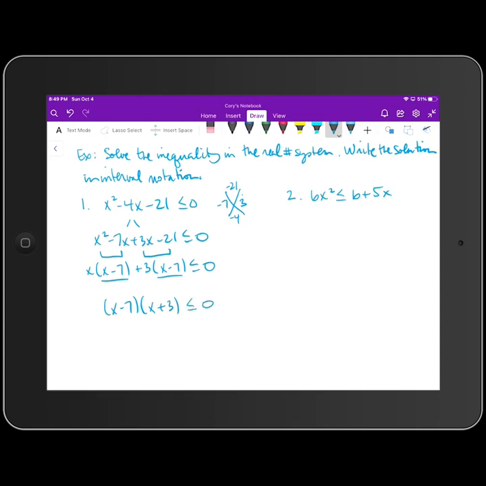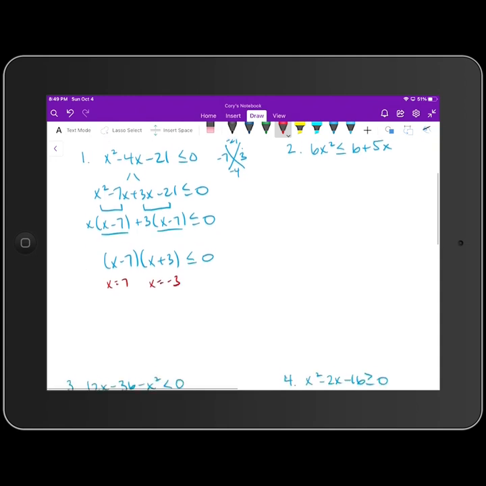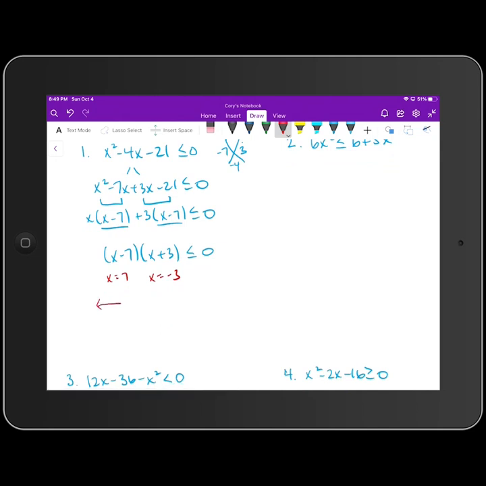Okay, so what we want to do is figure out the two values of x that make each of those factors 0. And the two solutions are x is equal to 7 and x is equal to -3. Okay, so what I want to do now is put those two values in order from smallest to largest on a number line. So I'm going to put -3 as the first value and 7 as the next value. And I'm going to show you two ways that you can test.